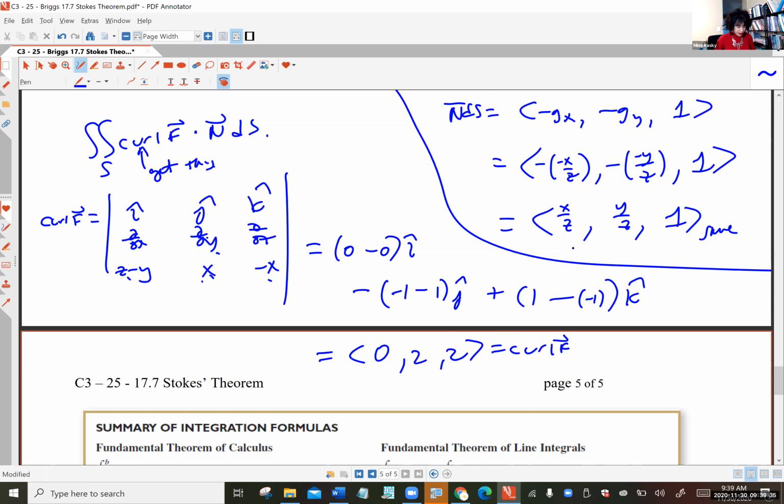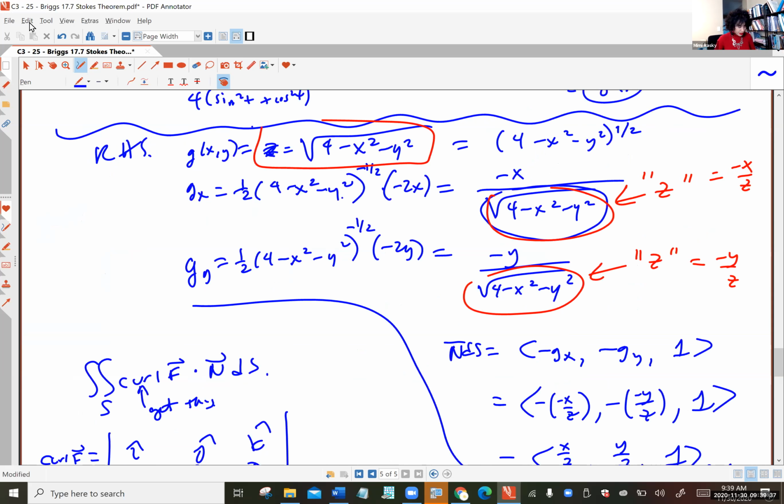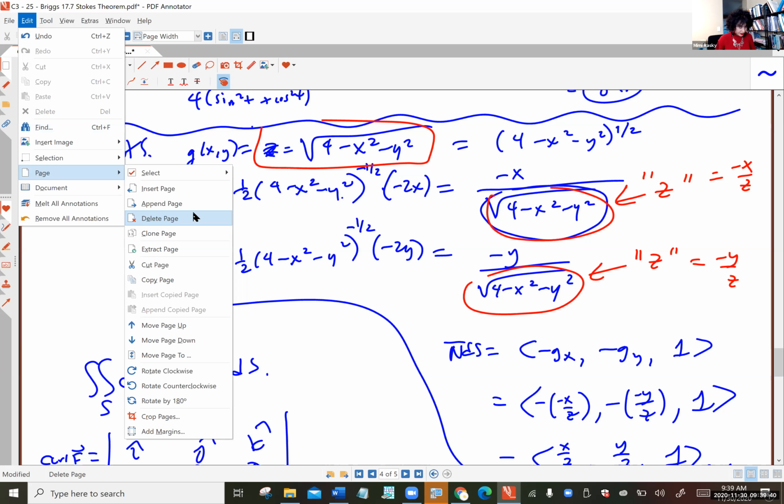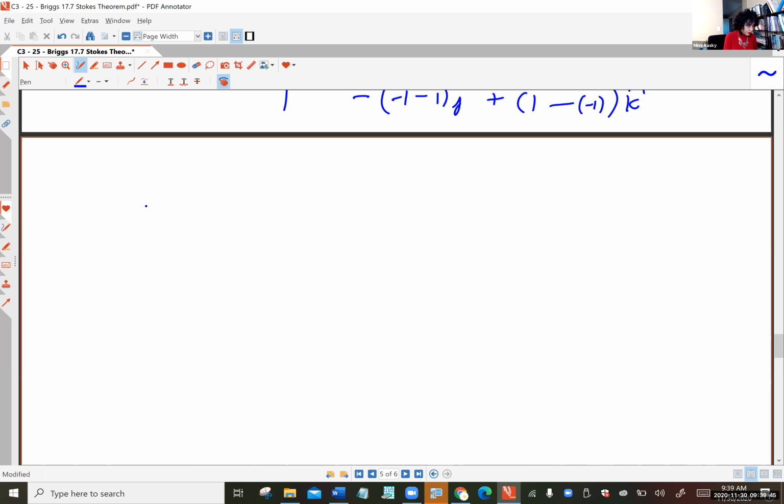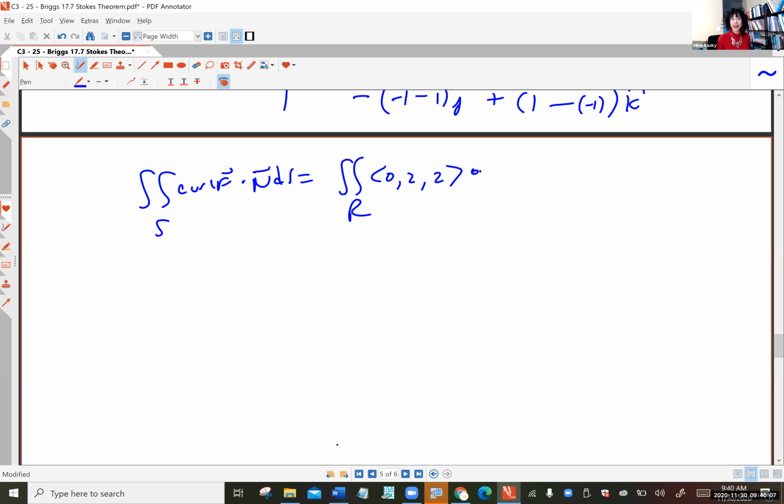Fine. So let me go put another paper here. This is getting ridiculous. Okay, so here's what we have so far. This double integral, which takes curl of F dot n dS, we're going to turn into a regular integral over the region, and the region is just that circle in the xy plane. You're going to take 0, 2, 2, which we just got for curl. Hey, another one of those constant vectors. We got lucky. And then this was our n dS: x over z, y over z, 1.